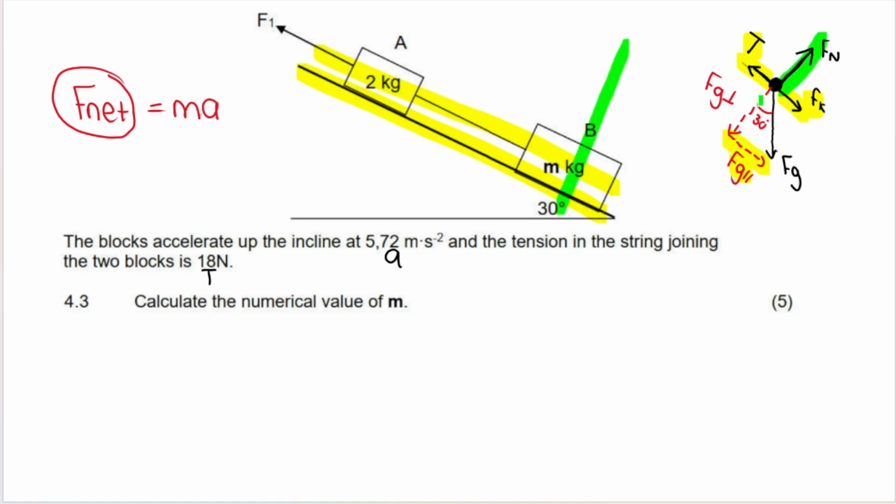Those are Fn and Fg perpendicular. We will use these different forces, the sum of these different forces, differently depending on what we're looking for. So remember, we're looking for m. We're looking for the mass.